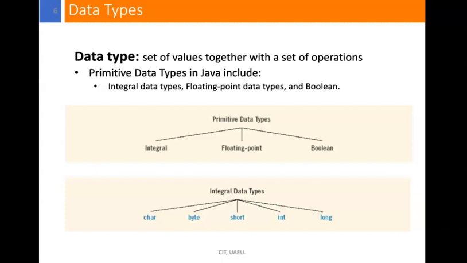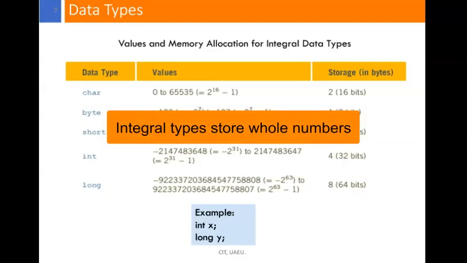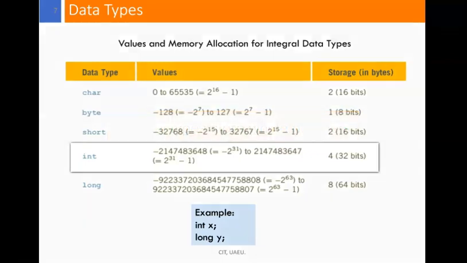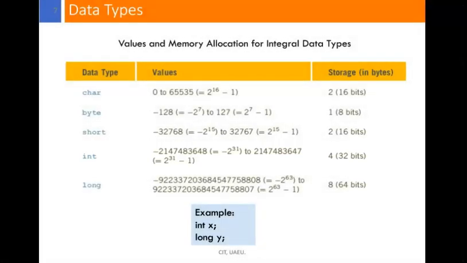These are the fundamental types in Java, and they include 3 subtypes: the integral data types, floating point data types, and Boolean. The meaning of integral is something that is whole. So integral data types store whole numbers. And the most common type is int, which stores an integer. The value of that integer could be anywhere between around -2 billion up to +2 billion. And the amount of memory that is needed for this type is 4 bytes.